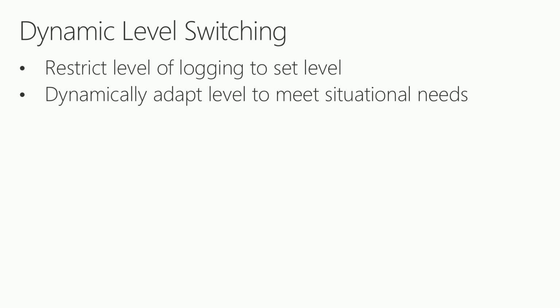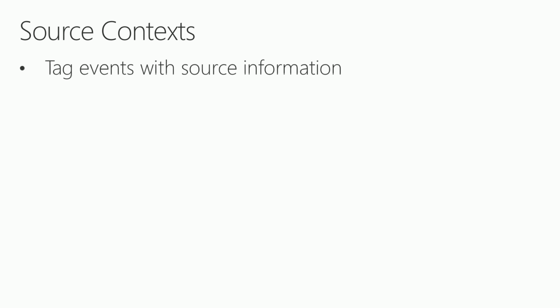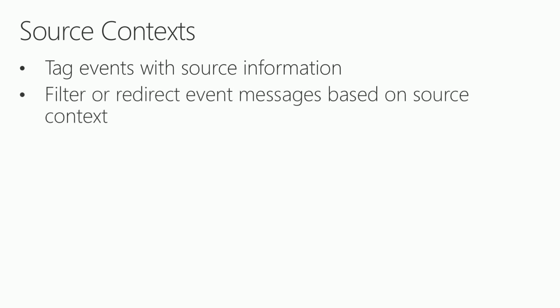Once you've determined the proper level for your log, you can then add a source context. Serilog, like most of the .NET frameworks, will allow you to tag an event with its source, which is generally the class information. This is important because it allows you to filter or redirect the event messages based on the source context, which is great when you want to filter out noisy events or selectively write certain events to particular sinks. And again, I'll talk about the sinks a little bit later, what they are and how they work.